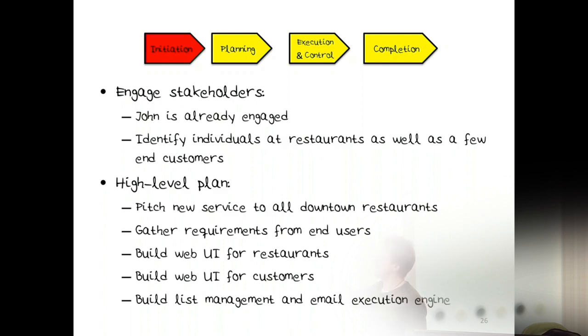We need to identify individuals at restaurants as well as some customers to run this by and see what we're going to build, to get some input, some requirements. And so the high level plan would be that we pitch this to all downtown restaurants, we gather requirements from end users, we build a web UI for restaurants, we build a web UI for configuration for customers, and then we build list management and email execution somehow, because this needs to be stored in a database, needs to be pulled out of a database, and emails need to be sent and managed and all that stuff.